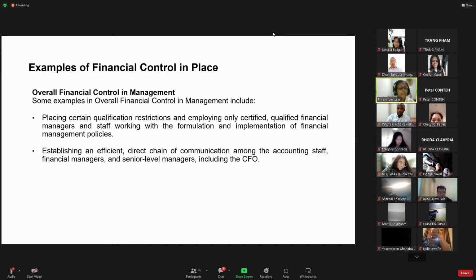Then here are some examples of financial control in place. Overall financial control in management. Some examples will include hiring the right people. Now look at this. You need to have the right people with the right qualifications. If it's financial, it has to be people possessing the right financial qualifications, staff who are formulating or implementing financial management policies. So you need to hire the right people there.